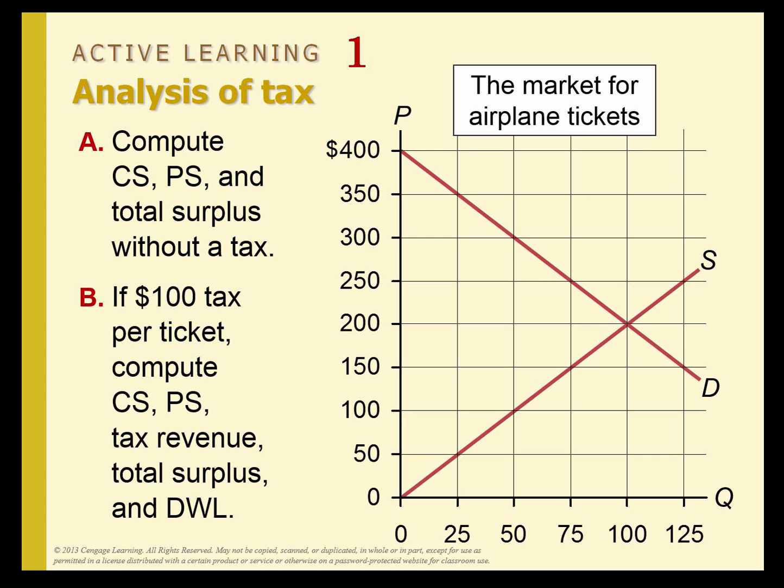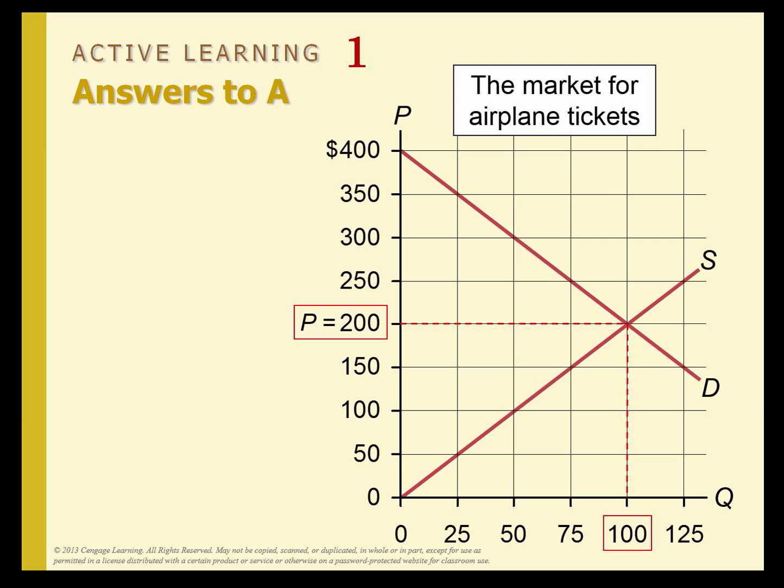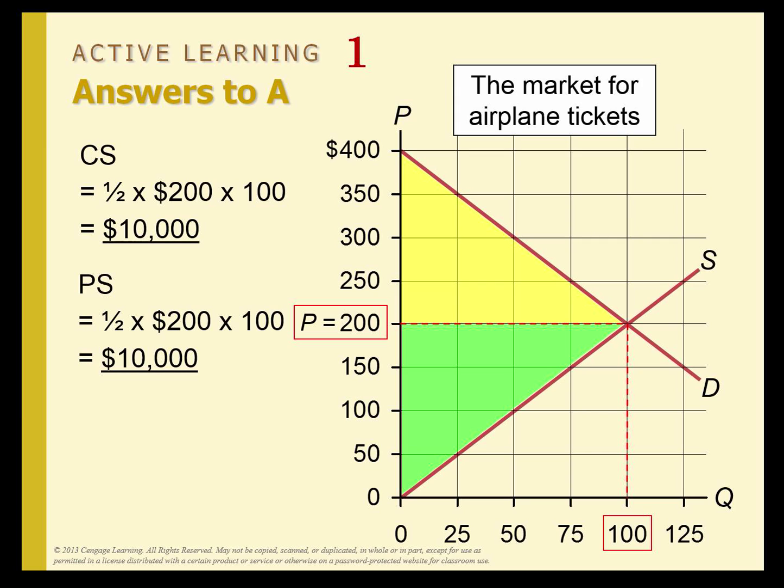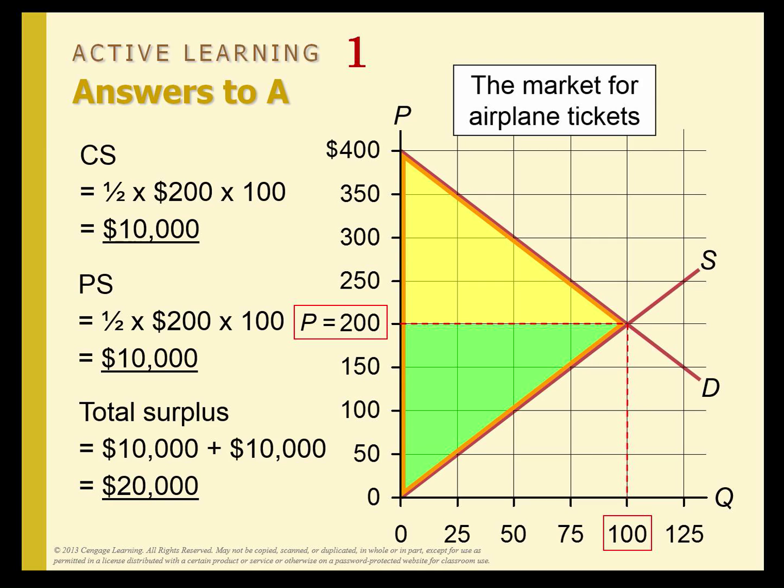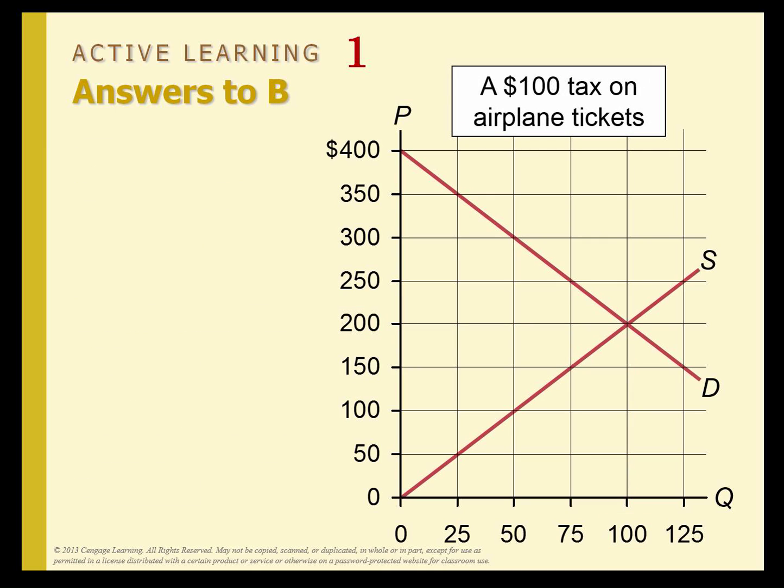So when you're done with that, I'll give you the answer. All right, so in the beginning, the consumer surplus is 10,000, the producer surplus is 10,000. That's pretty simple. Okay, total surplus 20,000. Let's throw a tax wedge in there. So remember, something that's $100 tall, we're going to slide it in there.